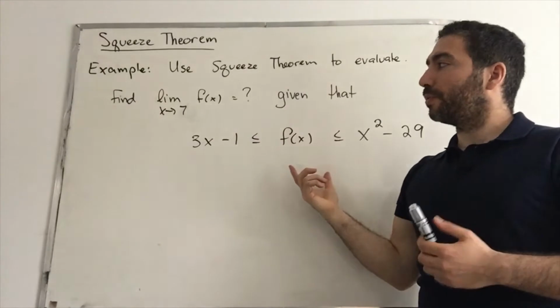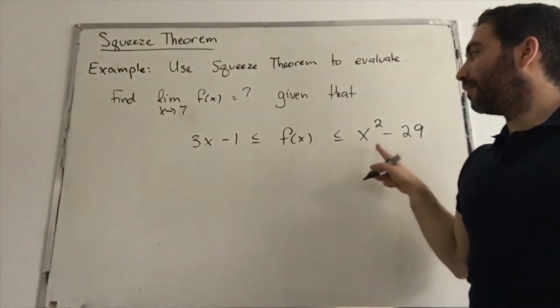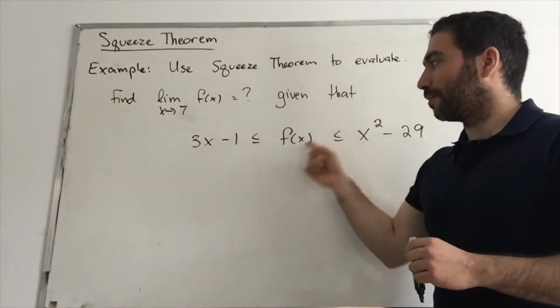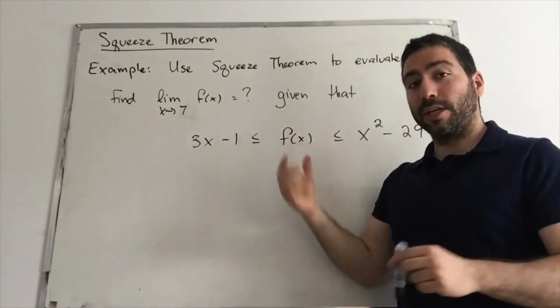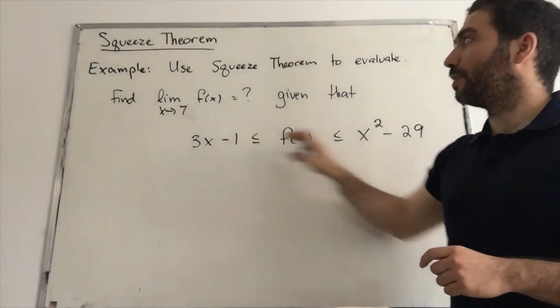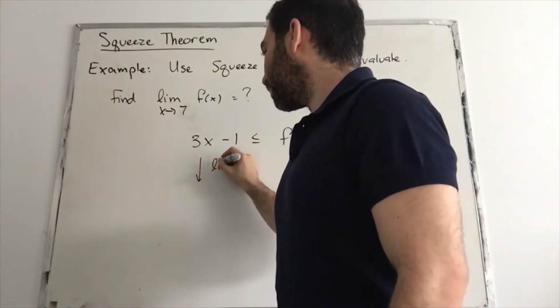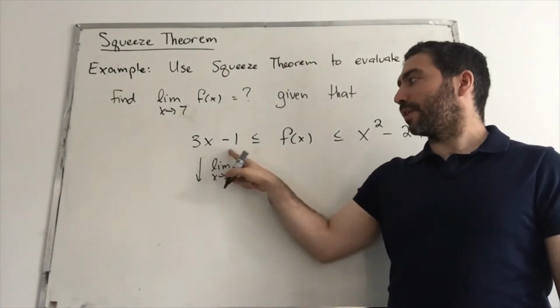So essentially what we're going to do is apply squeeze theorem. We're going to take the limit as x approaches 7 of the outer bounds. And hopefully if this gives us the same value, that's going to give us information on f of x, which is bounded in between. So even though we don't know what this function is, we could actually still evaluate it using the squeeze theorem argument. So taking here the limit as x approaches 7, what you're doing is substituting x with 7, direct substitution.